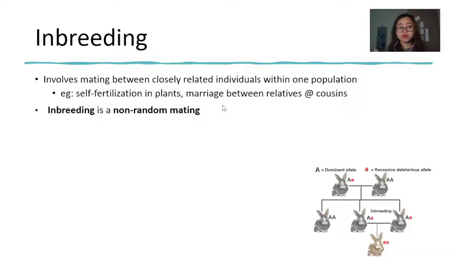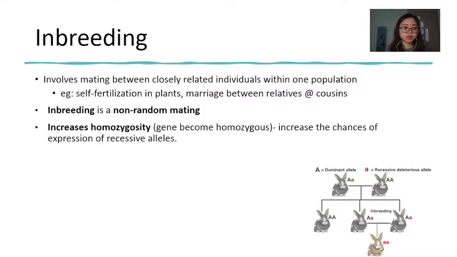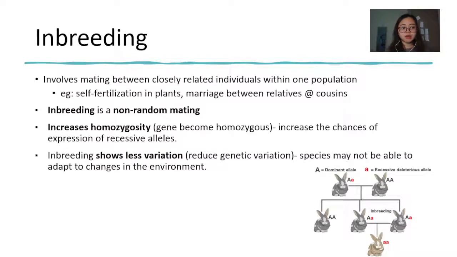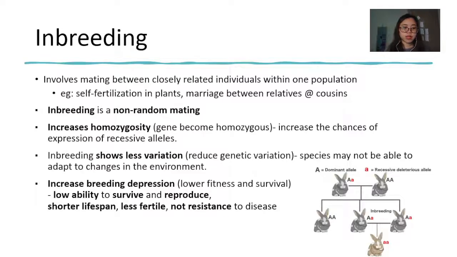Inbreeding is an example of non-random mating. It will increase homozygosity, which is when genes become homozygous, and increase the chances of expression of recessive alleles. Inbreeding will show less variation, which is they will reduce genetic variation, and species may not be able to adapt to changes in the environment. Inbreeding will increase the chances for inbreeding depression, where the individuals will have lower fitness and survival.